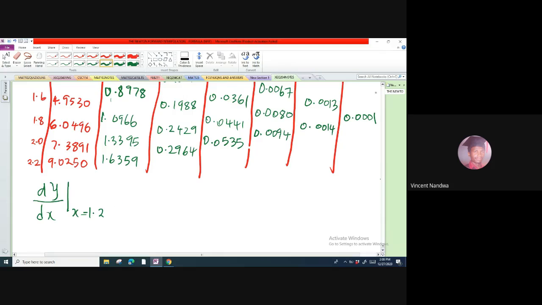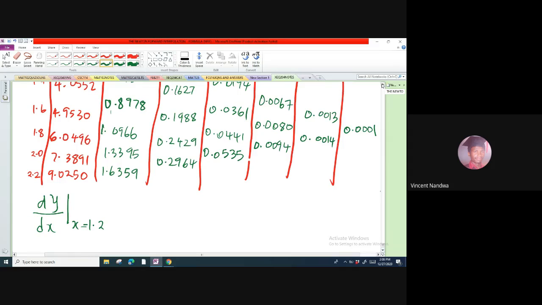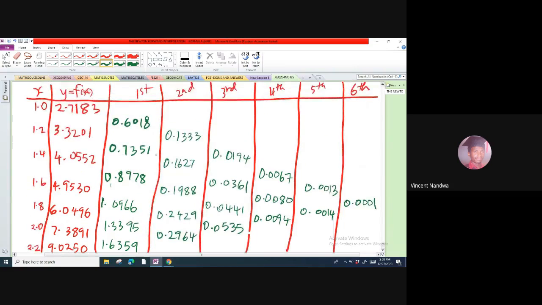So let's go to the difference table and see where there's 1.2. Now this is where we have the 1.2. Just the same way we explained on how to use a difference table, whether you're using Newton forward or Newton backward. When the value is near the beginning of the table, use Newton forward. When the value you want to approximate is near the bottom, use Newton backward. And when the value is around the middle, use Stirling formula or Bessel's formula. That remains the same even for numerical differentiation.